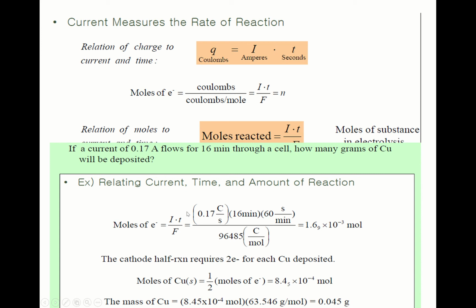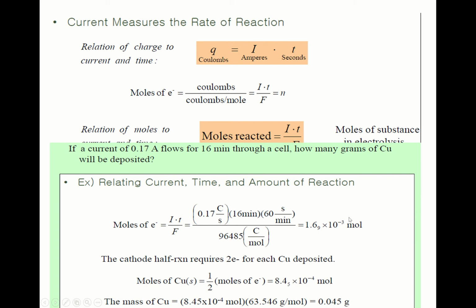Let's look at this example. The question is, if a current of 0.17 ampere flows for 16 minutes through a cell, how many grams of copper will be deposited? First thing you have to do is calculate the total charge. This is current, and this is time, which you convert into seconds. So 0.17 multiplied by 16 times 60. This is the charge, and then you divide by the Faraday constant.